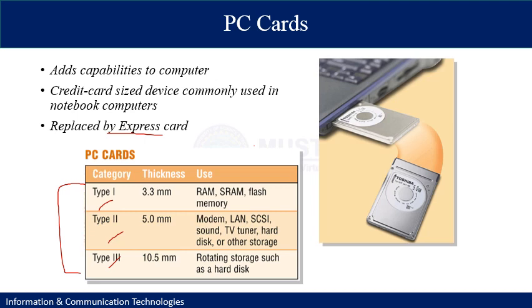Type 1 has a thickness of 3.3 millimeters and it can be used as RAM or flash memory. Type 2 cards can be used as a LAN card, a sound card, TV tuner, hard disk or other storage. A type 3 card can be used for rotating storage such as a hard disk.